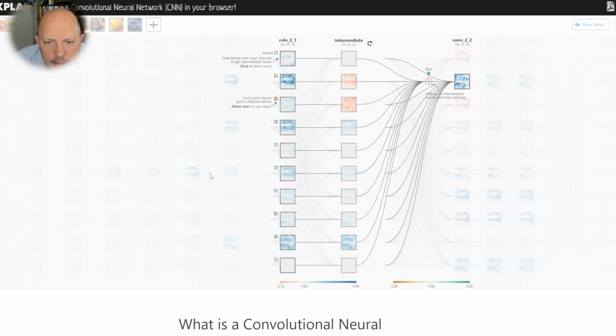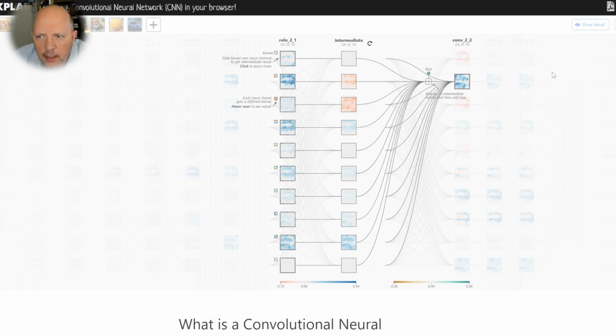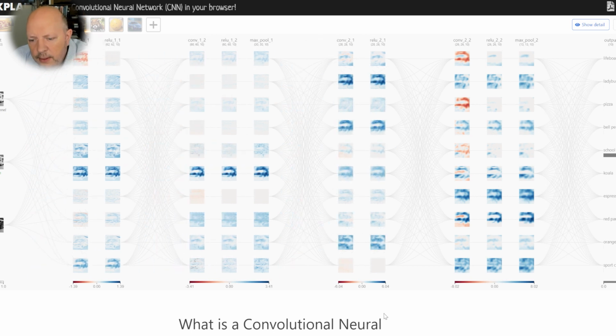Each channel input gets a different kernel. Hover over to see the values. Now these are the kernel weights. And then again, we're just going to pool. This is a pool layer, taking the maximum values. Then the fully connected layer. This is a cool part.